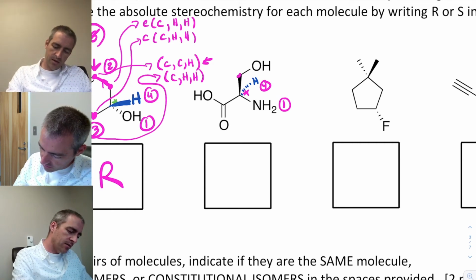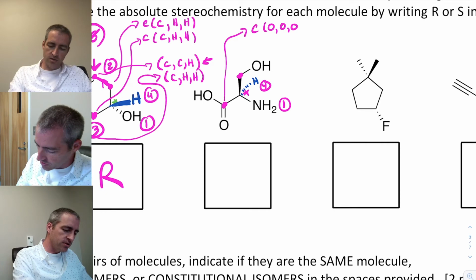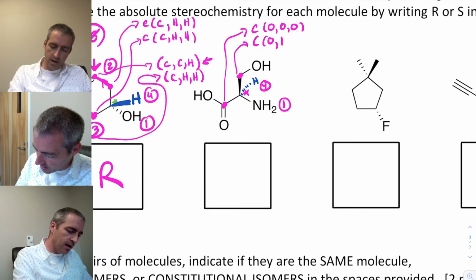Now we've got to compare this carbon and this carbon. That carbon is bonded to oxygen, oxygen, oxygen. You list oxygen twice for the double bond. The other carbon is bonded to oxygen, hydrogen, hydrogen.